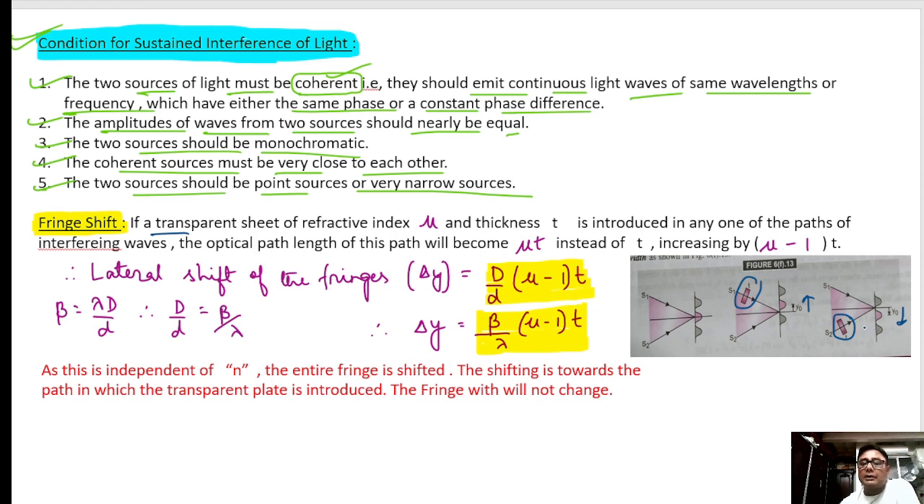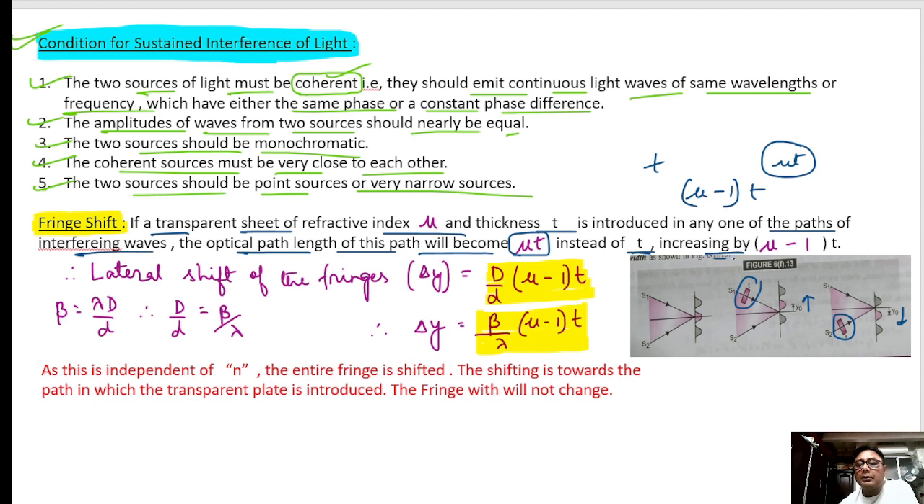That means there is a shifting of the interference fringes taking place. So if I introduce a transparent sheet of refractive index mu and thickness t in any one path of the interfering waves, the optical path length of this path will be mu t. Optical path will be mu t and not t. Initially the optical path was t and now it has become mu t. So what is the increment? mu t minus t, so (mu minus 1) t. This is the optical path's increment.